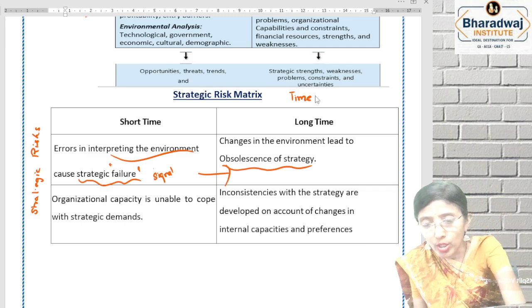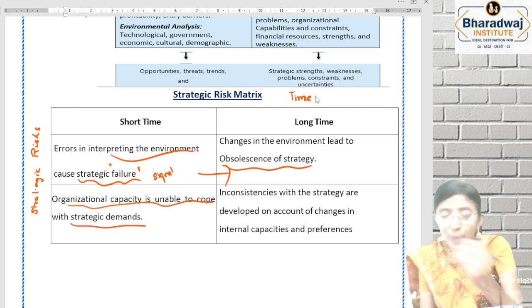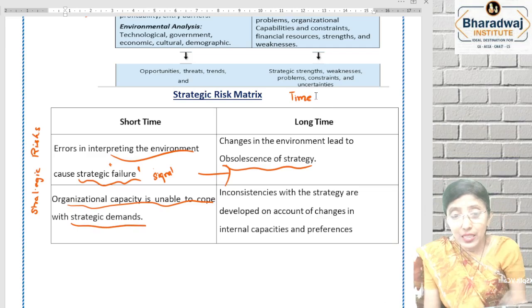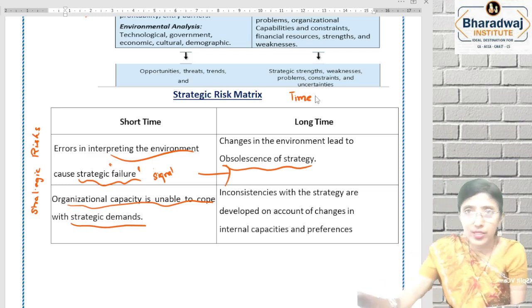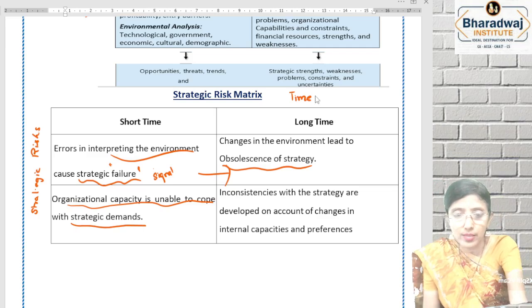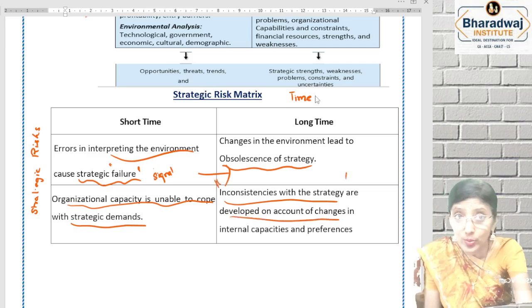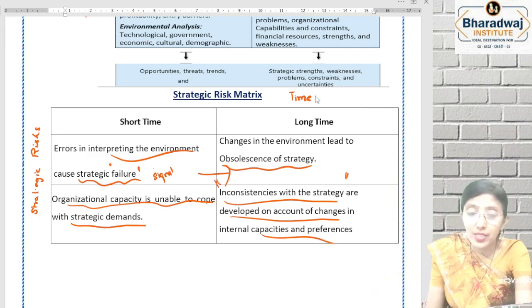Now go to the other one. Operational capacity is unable to cope with strategic demands. In the long run, operational capacity being unable to cope with strategic demands is a threat. There's an inconsistency here. Inconsistencies with the strategy are developed on account of changes in the capacities and preferences.